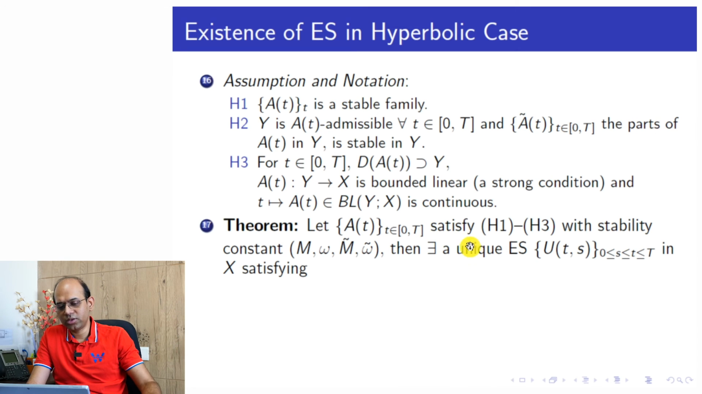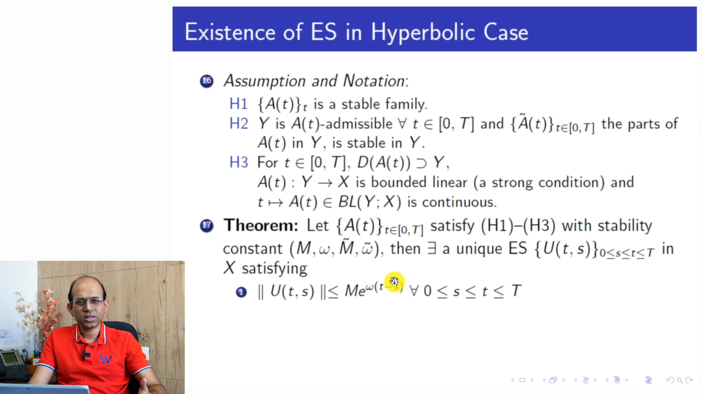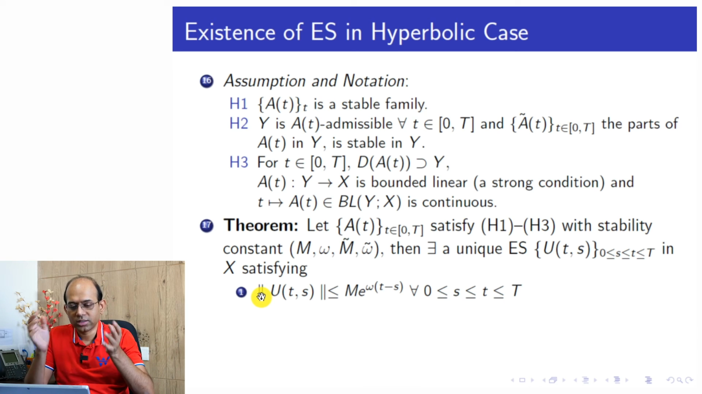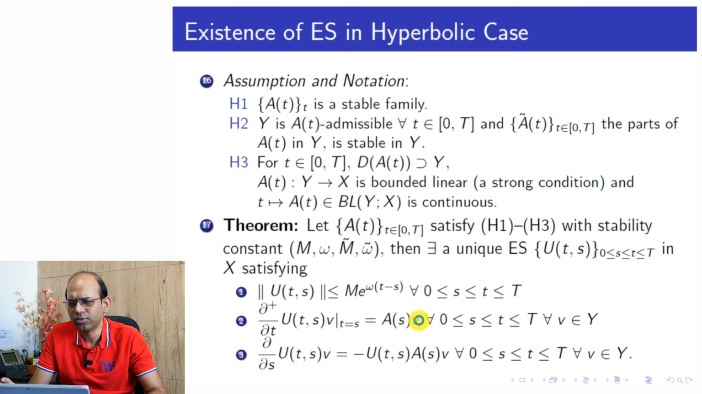Then under this condition there exists a unique evolution system, capital U, in X. So with these three conditions H1, H2, H3, there is a unique evolution system satisfying some useful properties: the norm of U(t,s) is less than or equal to capital M times e to the power omega (t minus s). These are direct extensions of what is true even for the semigroup of operators T(t).